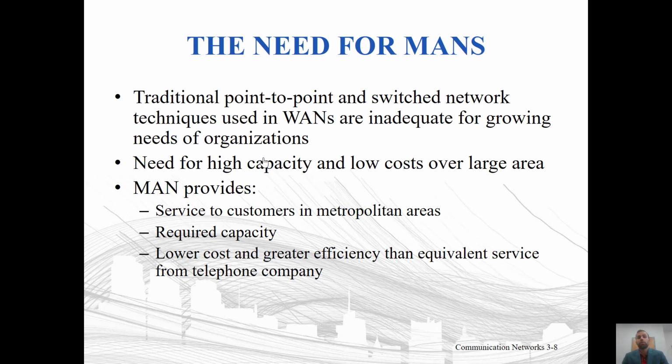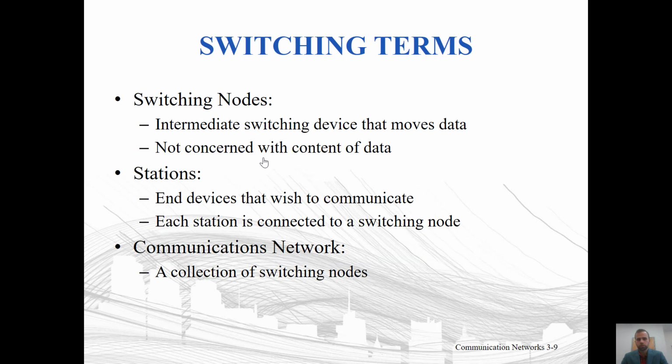It gives them the required capacity and data rates that are needed to serve the plethora of demands on the network, and it does this at a lower cost and greater efficiency than the equivalent service from a telephone company. So that's really where you started to see the transition from those services that were provided previously by telephone companies toward these metropolitan area networks.